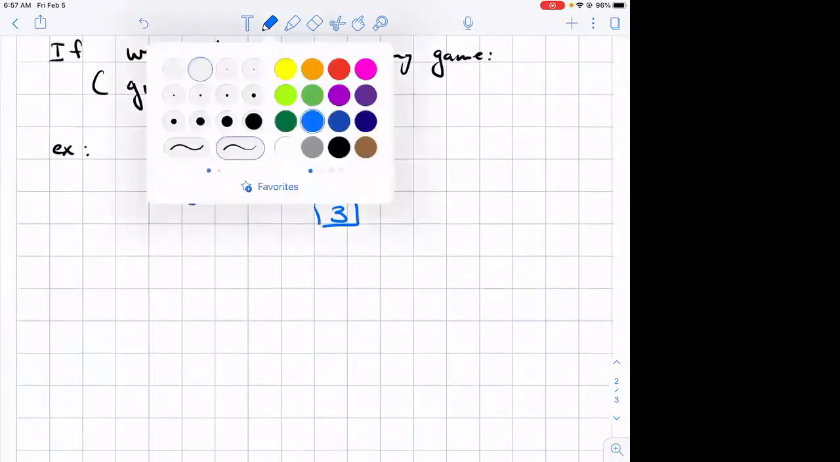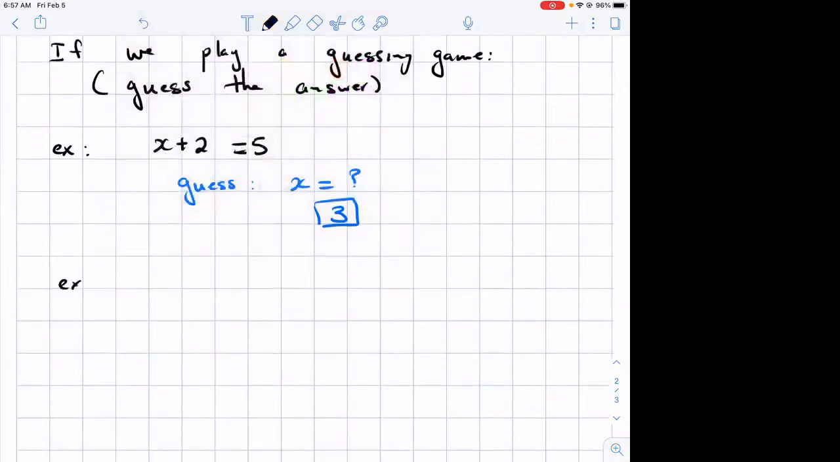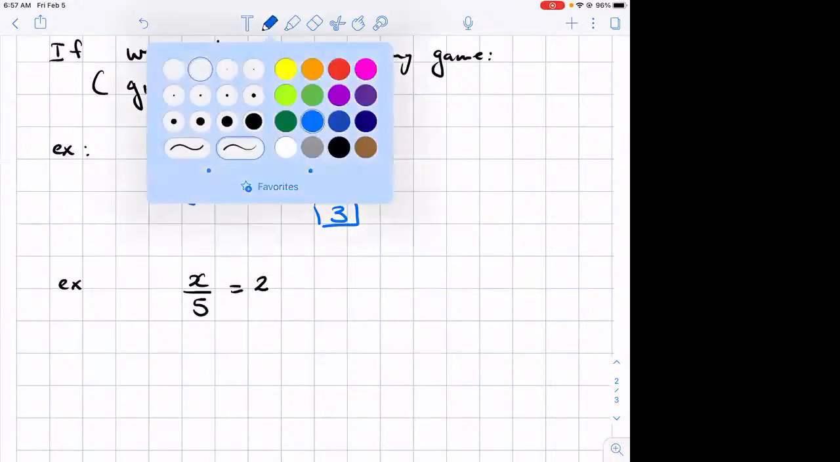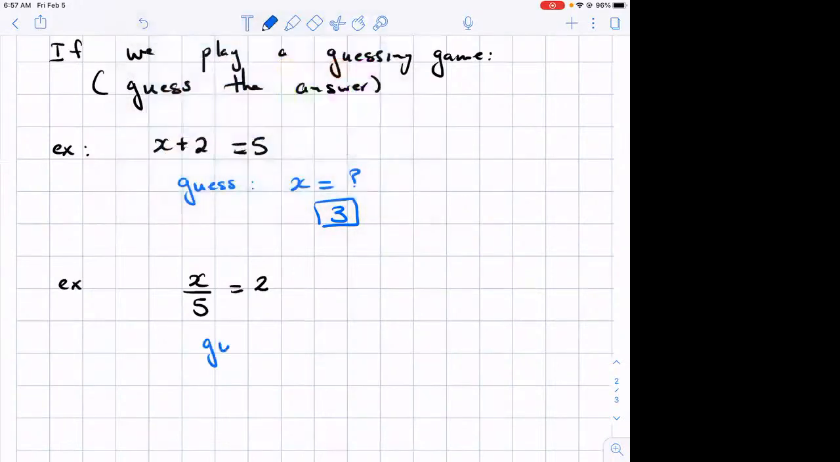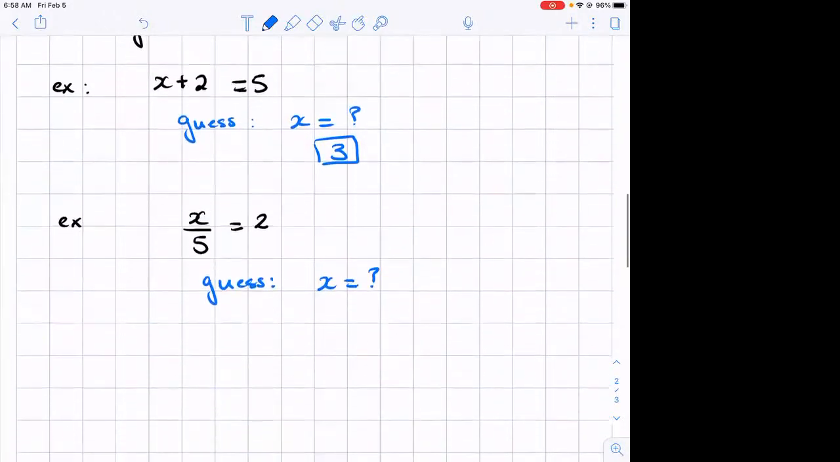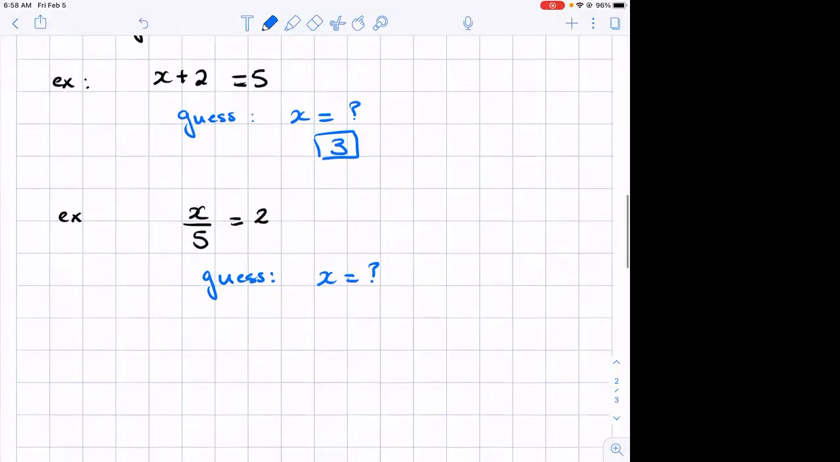If we look at another example, x over 5 is equal to 2. If you guess, x is equal to what number? What divided by 5 is equal to 2? Well, 5 divided by 5 is 1, so 10 divided by 5 is 2. So x is 10.